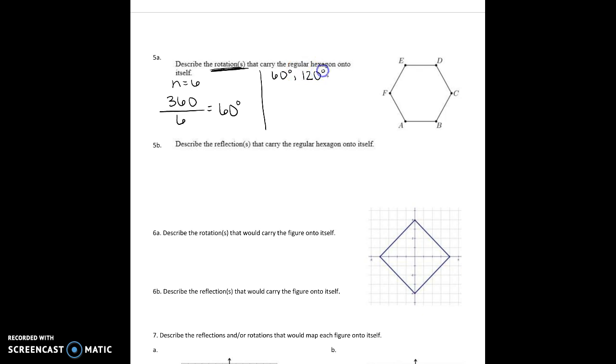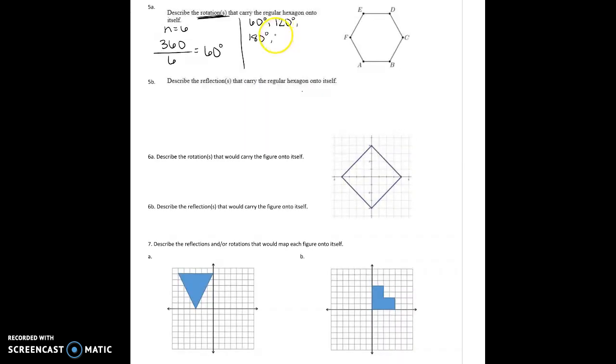120, 180, adding 60 more is 240, 300, and 360. So these are the rotations that'll carry that hexagon onto itself.